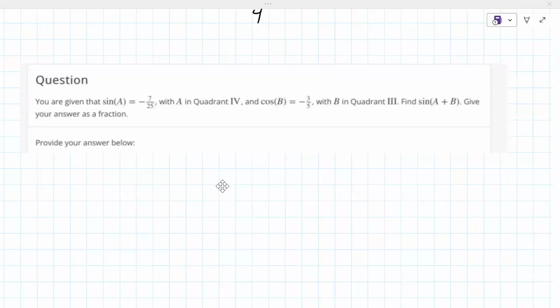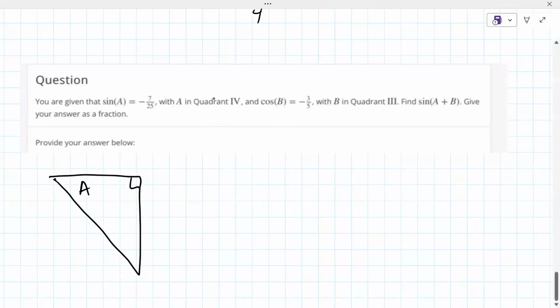Okay, so we got a triangle in quadrant 4. If you remember, there's 4 reference triangles that you could have depending on the quadrant. You'll have to remember those. And sine of A is minus 7 over 25. And you have to find the third side. Finding the third side is always with the Pythagorean theorem. Let me know if you need me to clarify this. It is 24. I don't know if you want me to go through that or not.